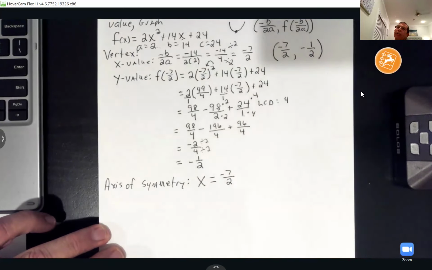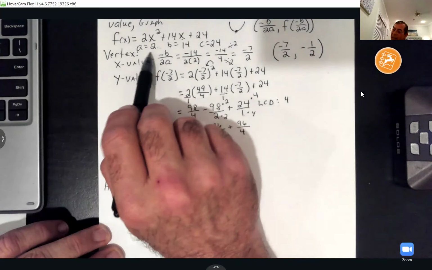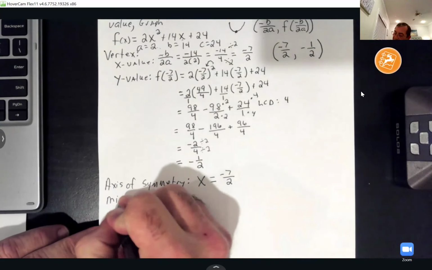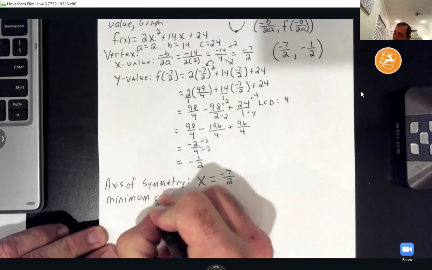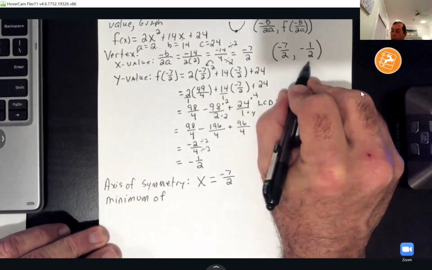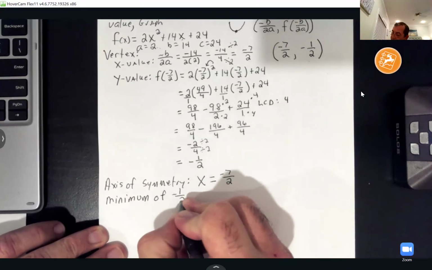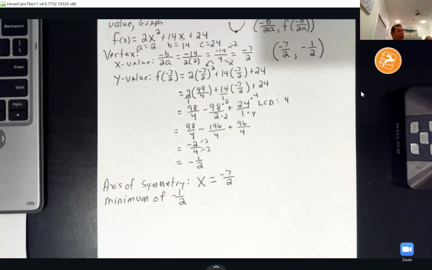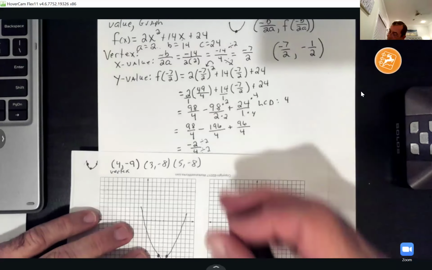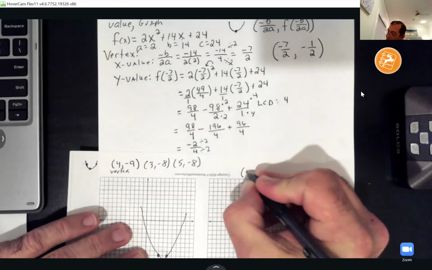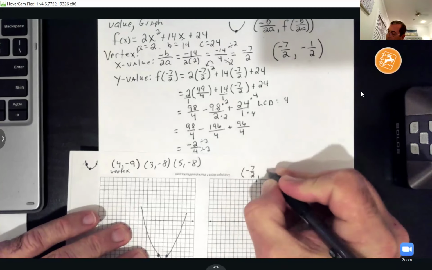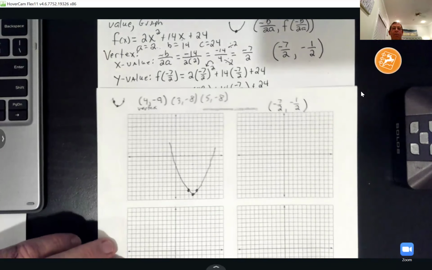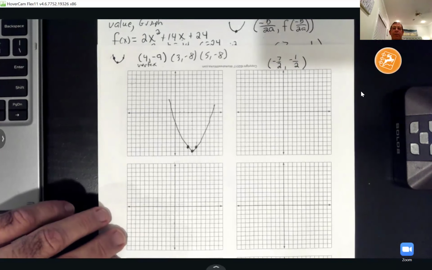All right, then I got to know, is it a minimum or maximum? Well, we said A was positive, so we would have a minimum. So we have a minimum of my y value, which was -1/2. So same thing over here. I'm about to graph that one right here. -7/2, -1/2.